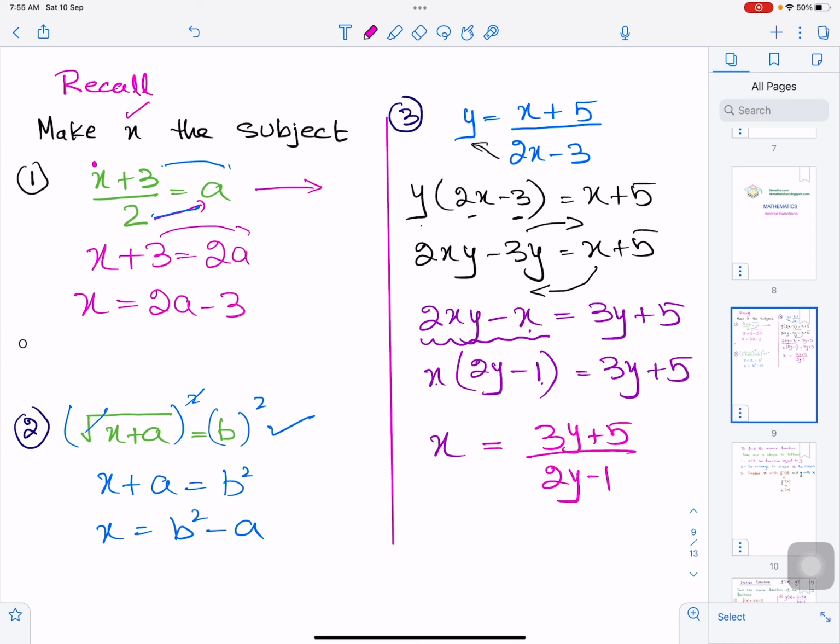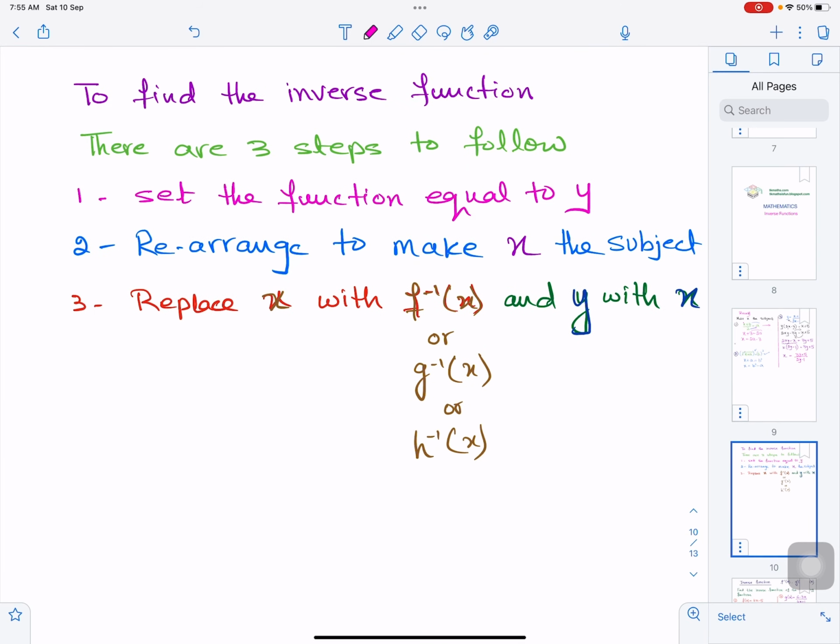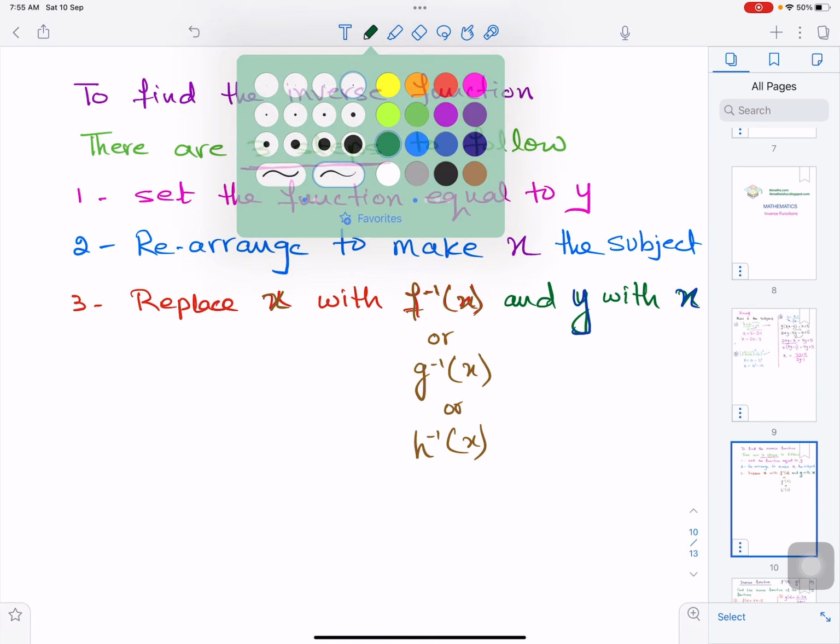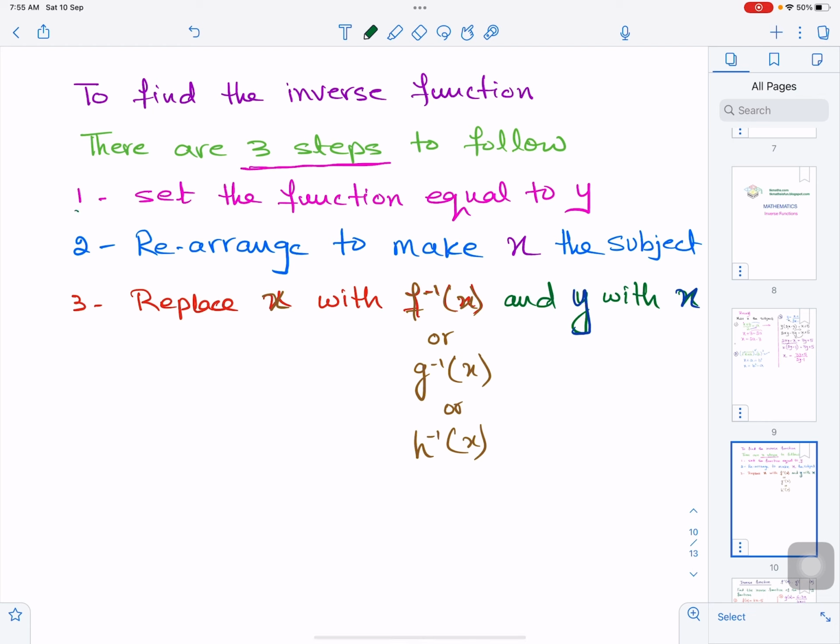So this was to recall the concept. Now let's start inverse function. When you're finding an inverse function, there are 3 steps you have to follow, and that's all. If you can follow those 3 steps, you can do it. Step number 1 is set the function equal to y. We will do one step at a time so that you can understand. Otherwise, it looks like a paragraph and nobody understands. So let's do the first step in the next example. What does it mean to set the function equal to y? Let's see here.